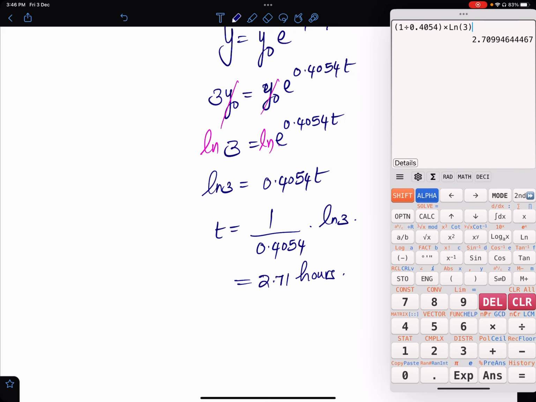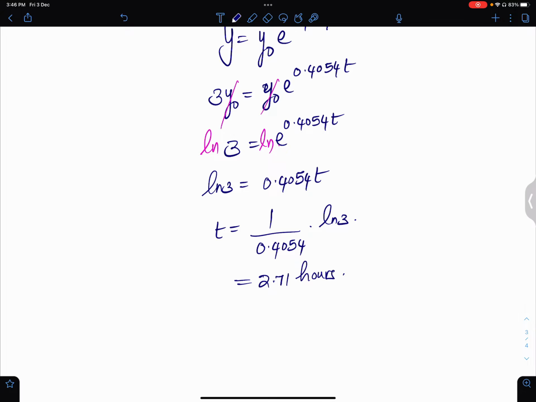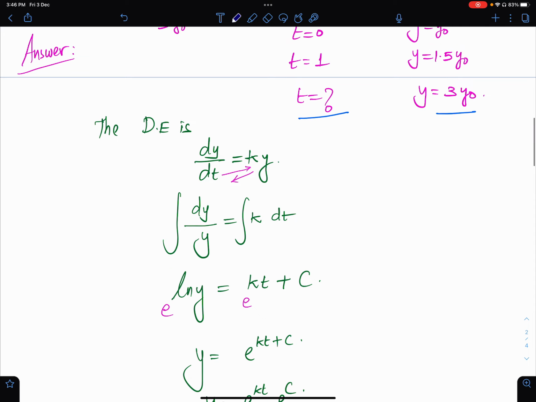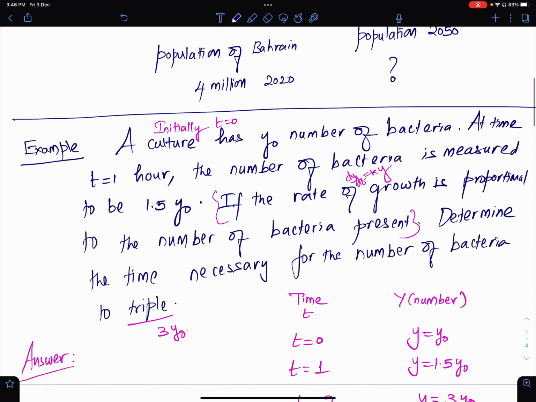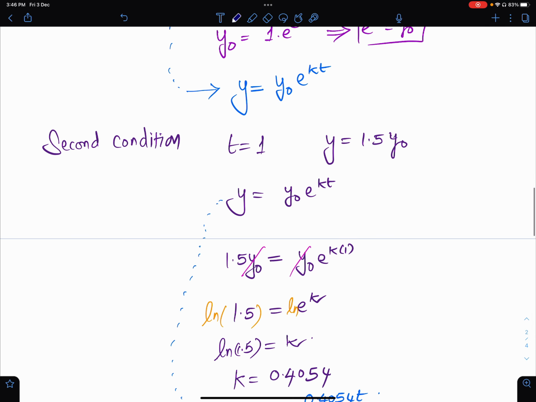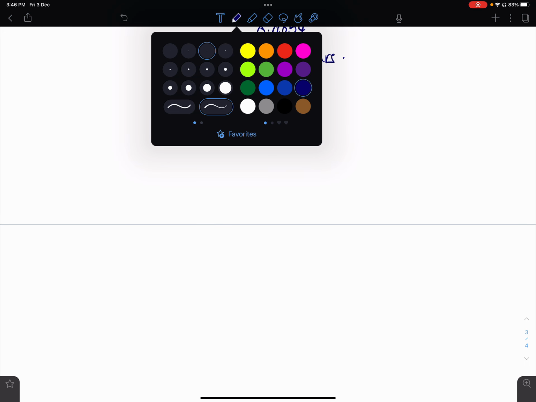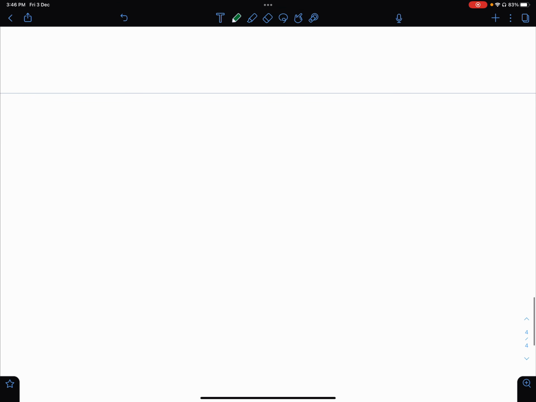Okay, so that is the solution here. I hope that you get the concept here. It is very easy. Don't think it is very difficult. So this is the first application. We will go to the second application. I will write it on the next page, second application.